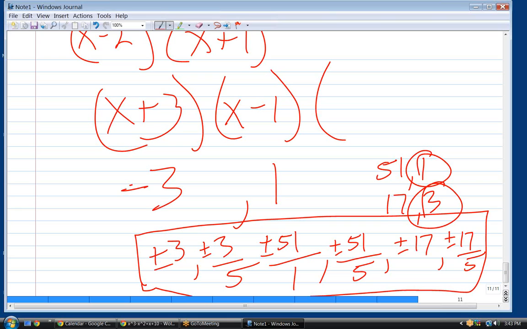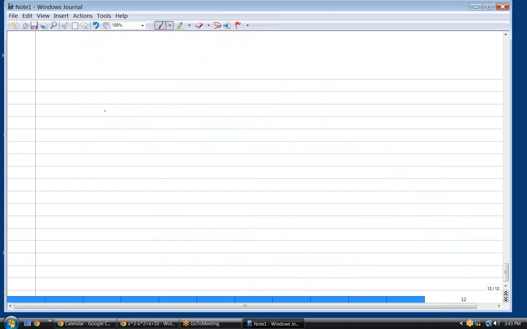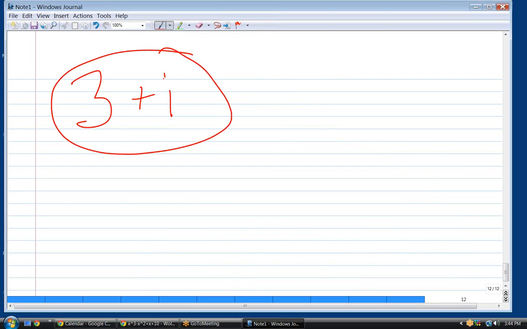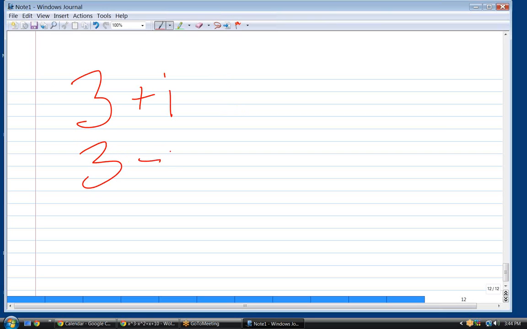If they gave you a quartic and said to you that 3 plus i was one solution, complex solutions always come in pairs, never alone. There's no way that can be the only complex solution to a polynomial. If 3 plus i is a solution, then 3 minus i is also a solution.